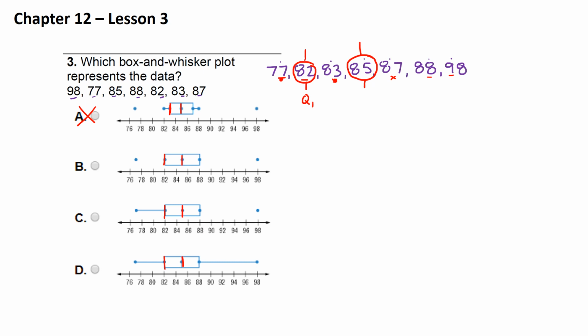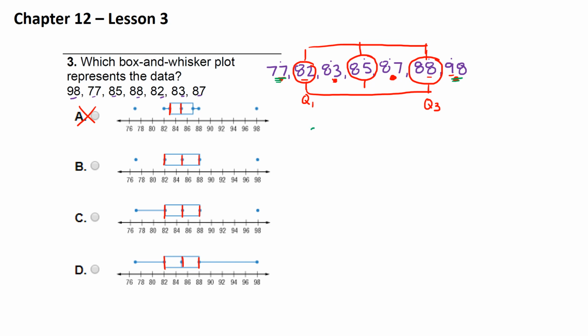We're going to find the median of the upper half of our data, left, right, center, and that will be quartile 3. And for B, they have 88 for quartile 3, C 88, and D 88. So this is our box. Now for our whiskers, we're going to have 77 and 98, but we need to decide whether or not these are outliers. Are these just going to be part of the whiskers, or are they in fact outliers?